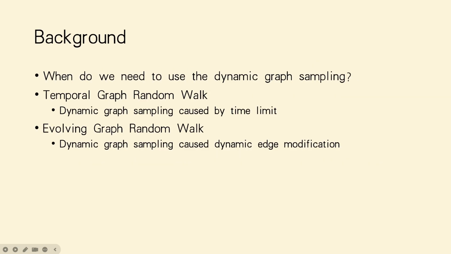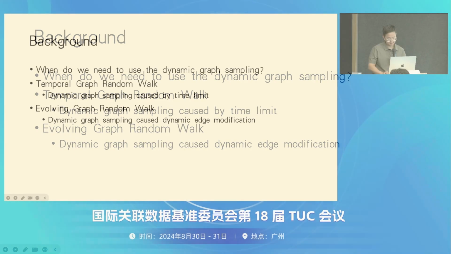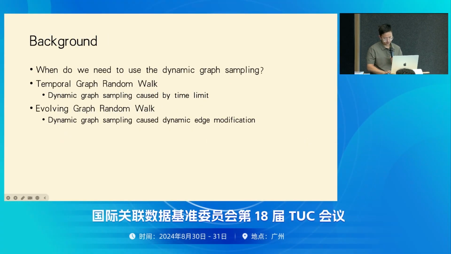When do we need to use dynamic graph sampling? In temporal graph random walk and evolving graph random walk, where temporal graphs are graphs attached with time instances, and the evolving graphs are graphs with dynamic edge modification.